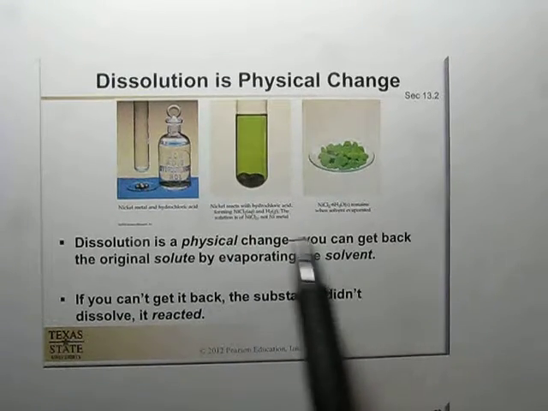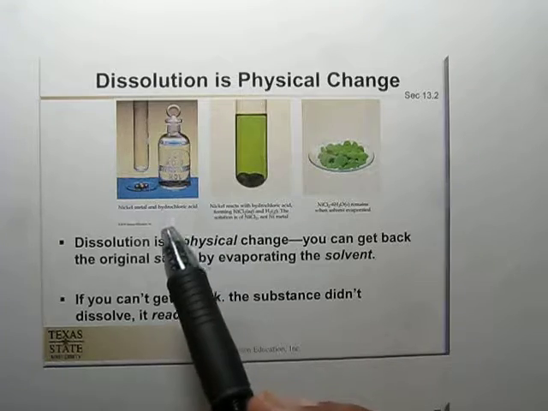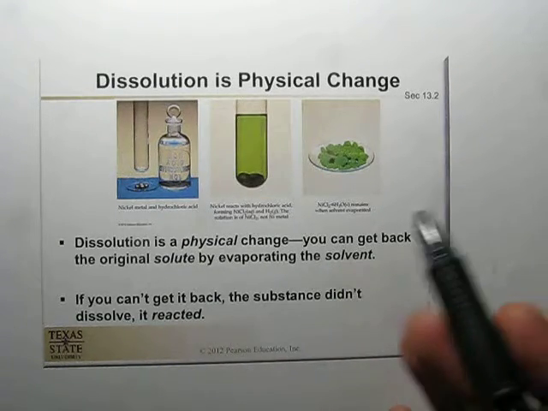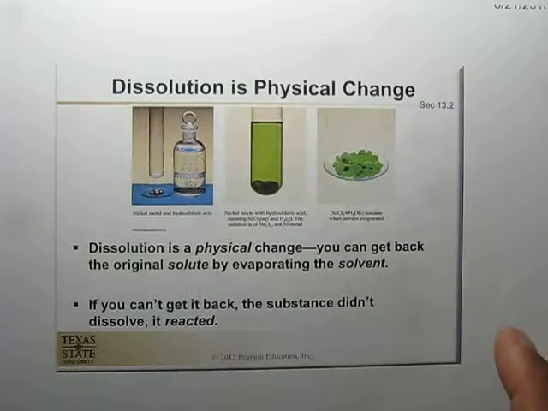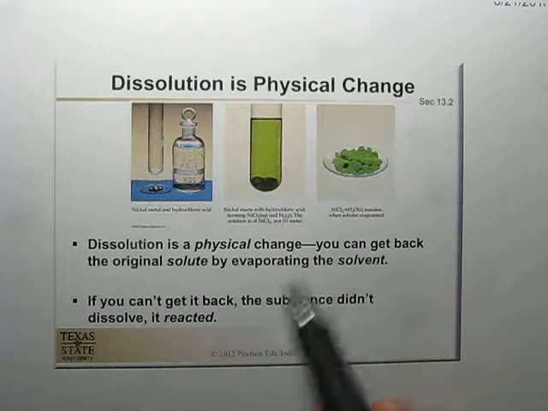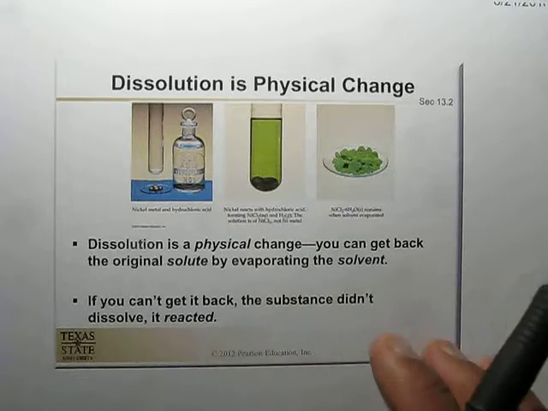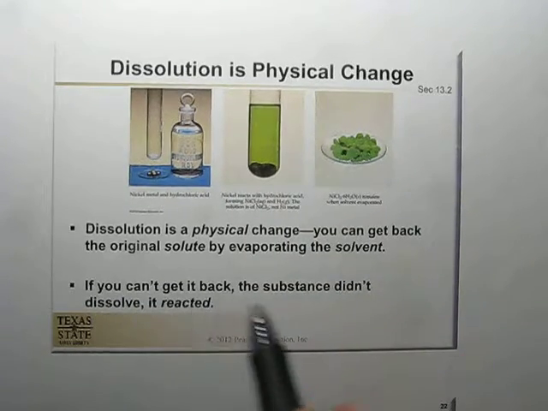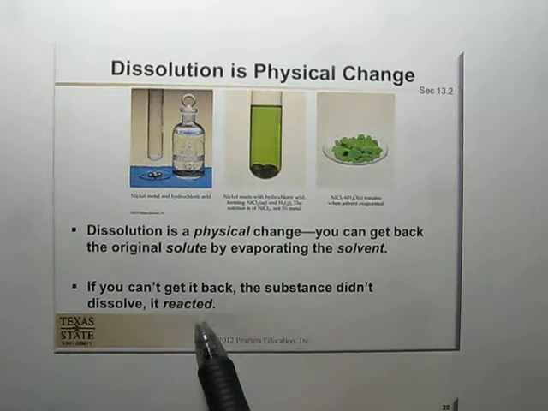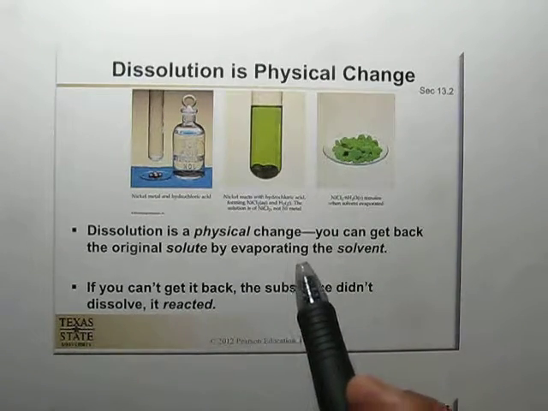evaporating the solvent. For example, if you are adding sodium chloride salt into water, and if you remove the water by evaporation, you will get the sodium chloride back. That process is called physical change. But if you cannot get the reactant or substance back, that will be a chemical change.